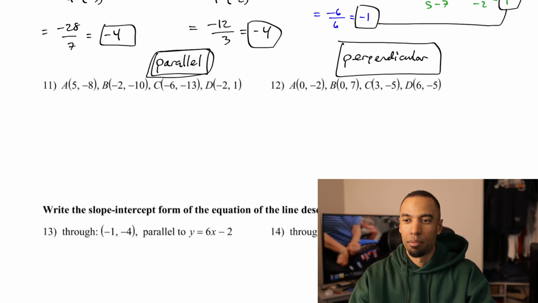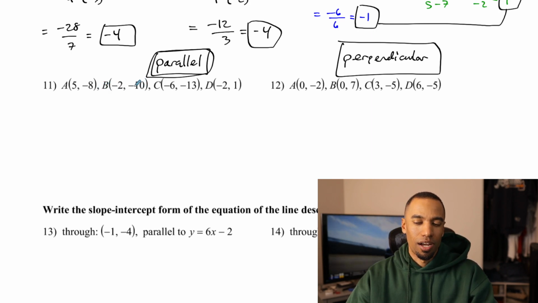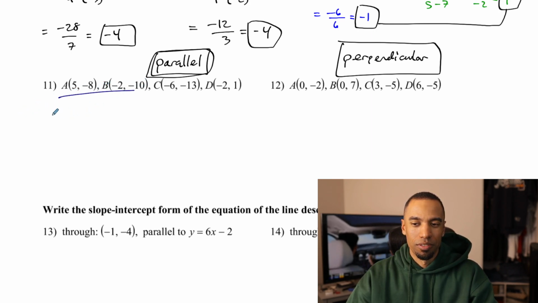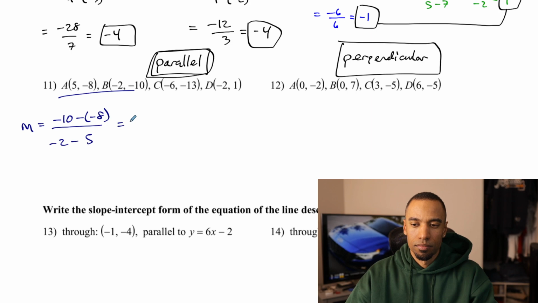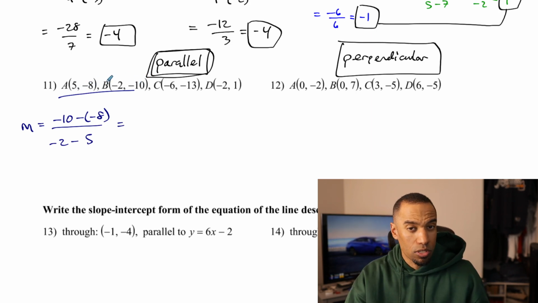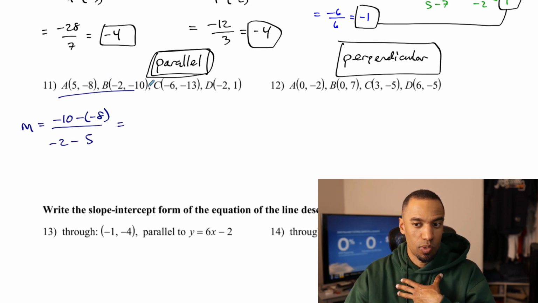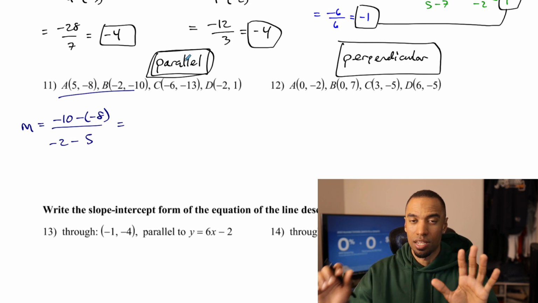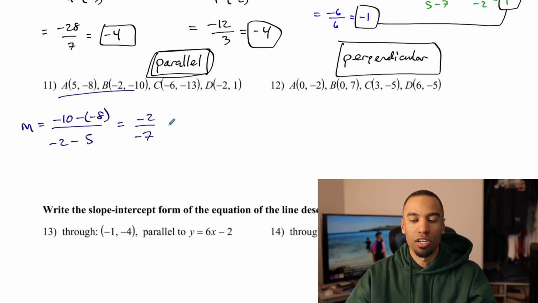All right, next set right here, number 11. This is where, let's see if we can do this kind of in our head. I don't know if you're going to be able to do it in your head. I'm not going to. So slope is negative 10 minus negative 8 over negative 2 minus 5. The problem between this and my whole distance formula stuff that I did was the signs matter here. So I could ask you what's the distance between negative 10 and negative 8. You could say 2. That's great. But the signs matter in what you have. Here I have a negative 2 over negative 7, which, by the way, is positive 2/7.